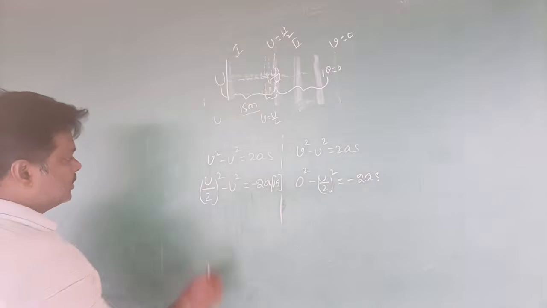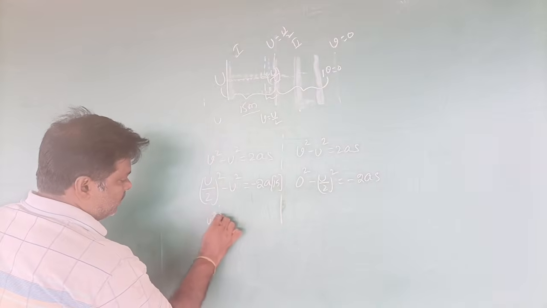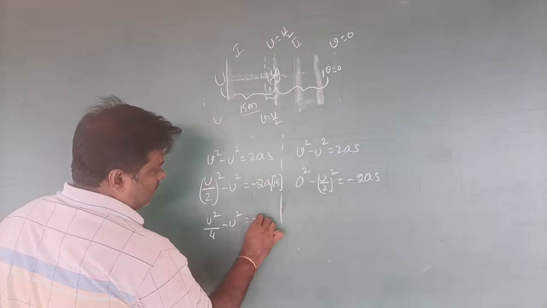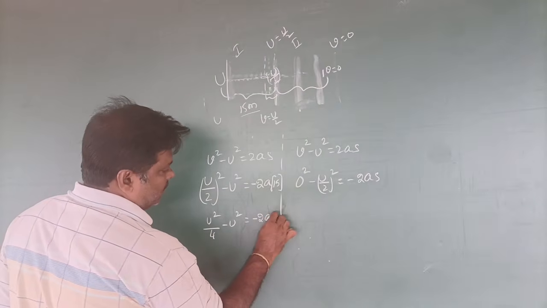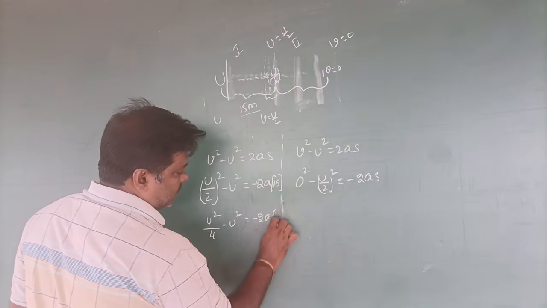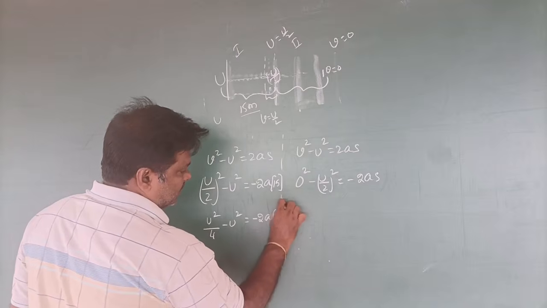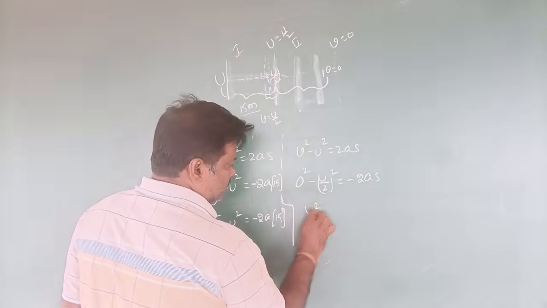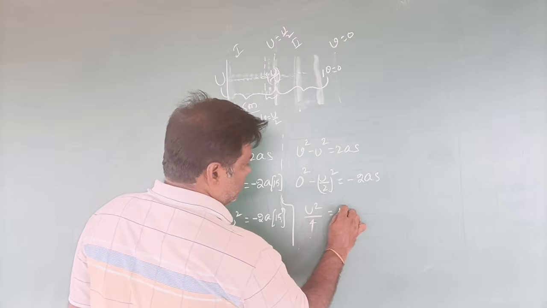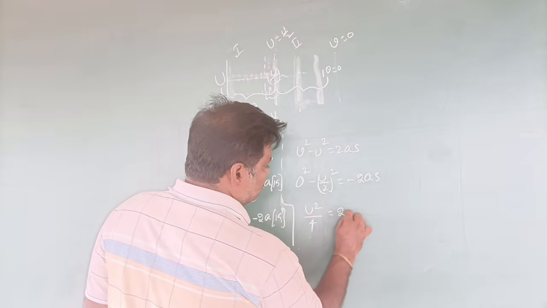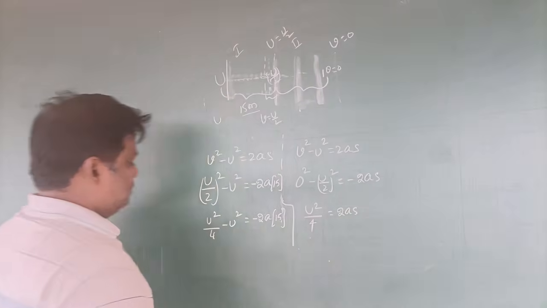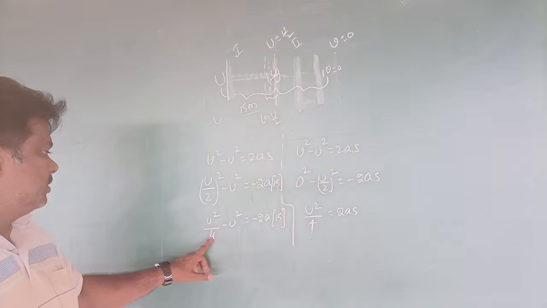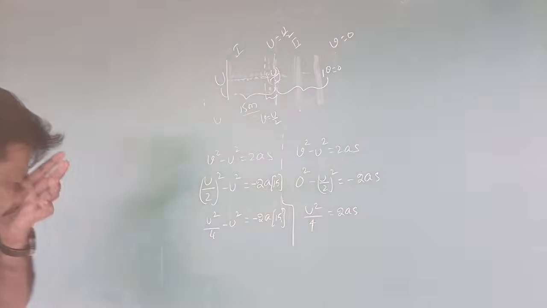Okay, sir? So how much are you getting? u square by 4 minus u square is equal to minus 2a into 15. Can we multiply? Don't do it now. So minus will get cancelled. u square by 4 is equal to 2as. So can you substitute this u square by 4 here? The value of u square by 4 as 2as.